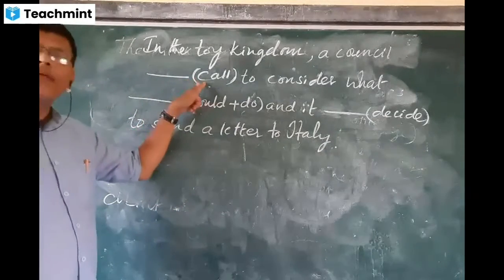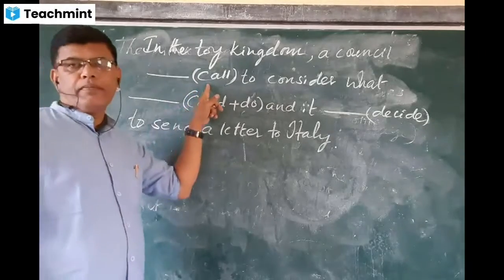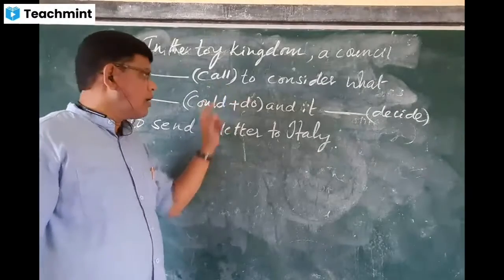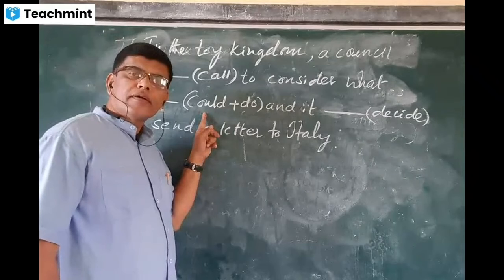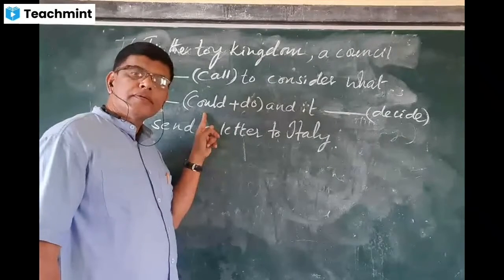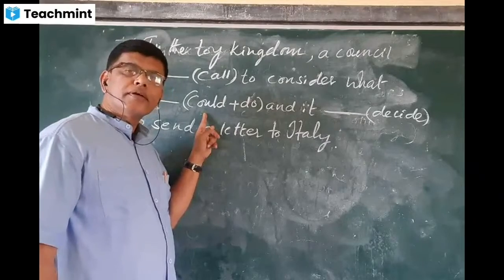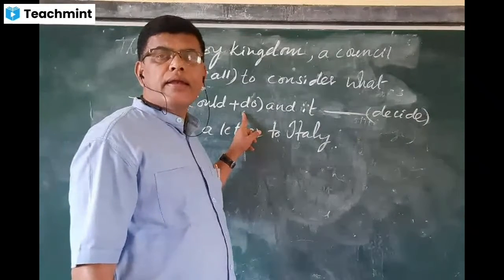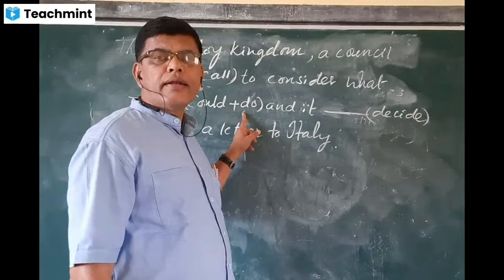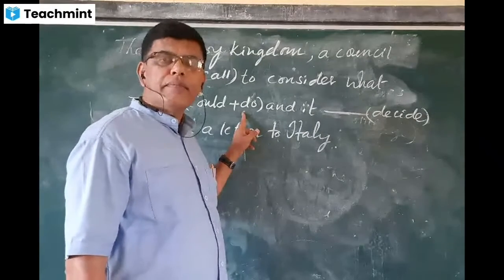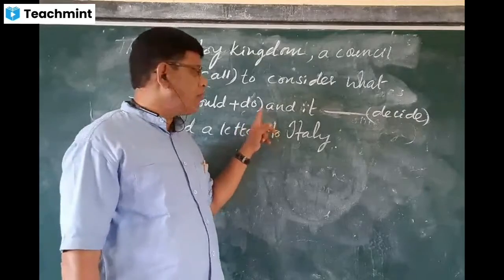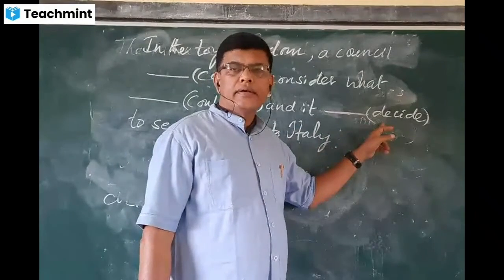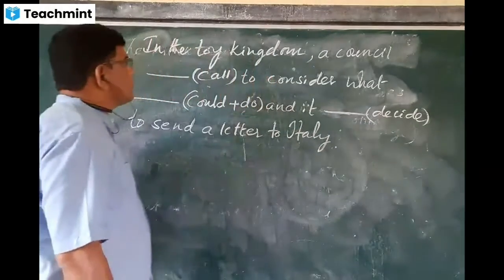The third form of these active verbs. The third form of call, sir. Called. Yes. Could do. Do, did, done. Do is the present form. Did is the past. Done is the past participle form. Done. It dash decide. Decided. Very good.